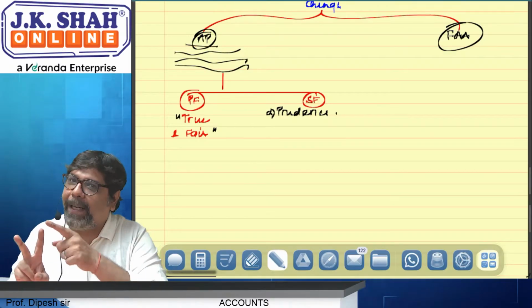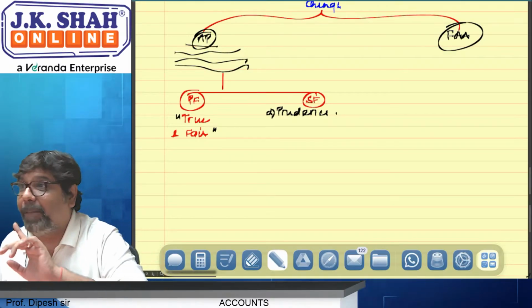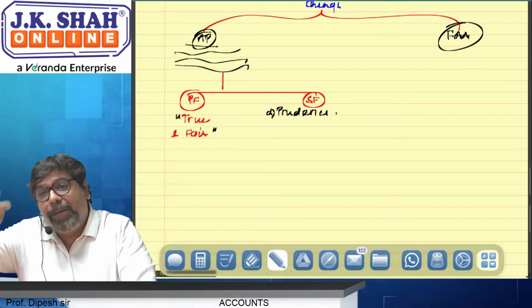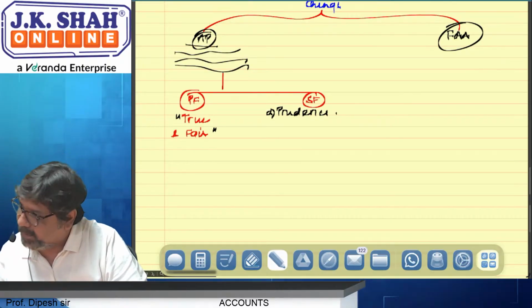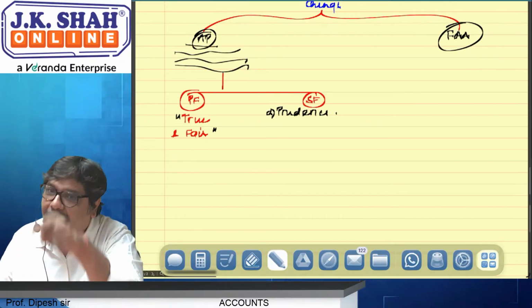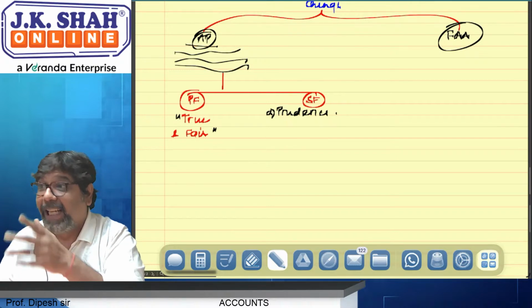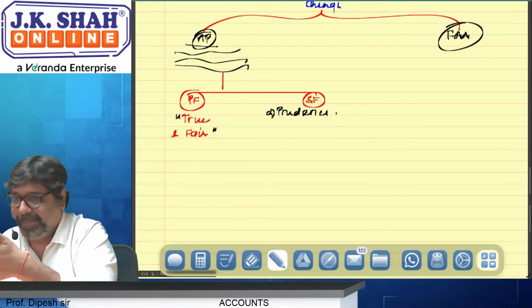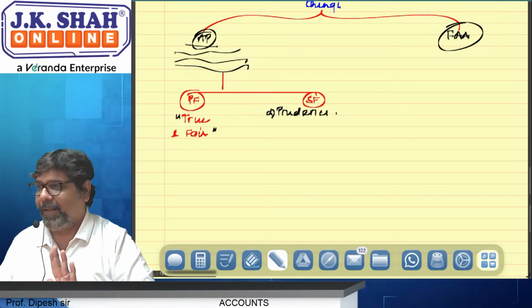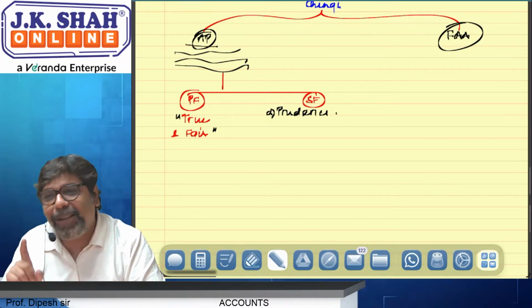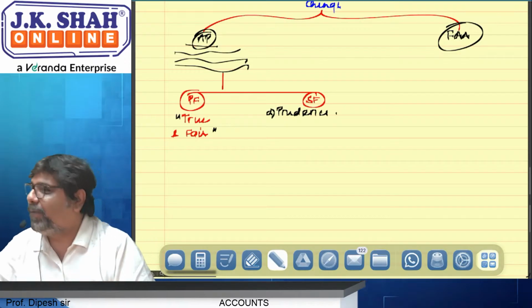So provision for bad debt allowed? हाँ. Provision for deficiency allowed? No. Provision for discount allowed? हाँ. Provision for discount received? Depreciation? Appreciation? Correct? That is why think about yourself also.